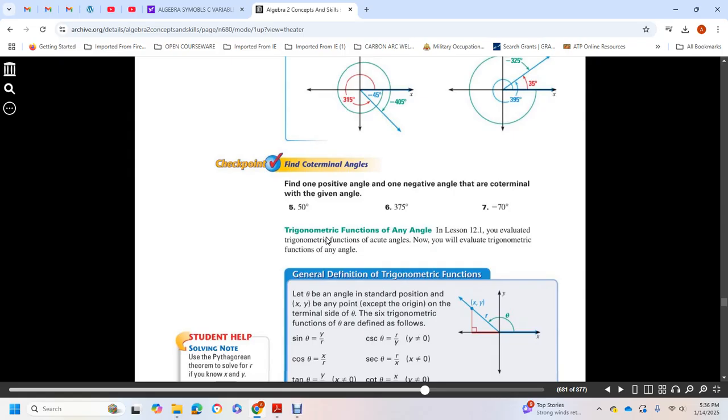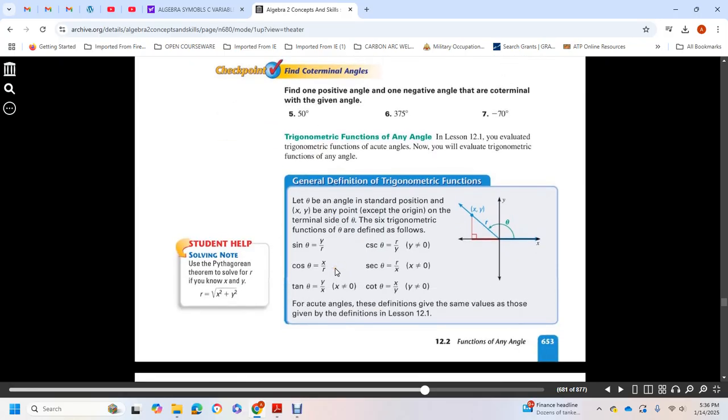Trigonometric functions of any angle. In lesson 12.1, we evaluated trigonometric functions of acute angles. Now we evaluate trigonometric functions of any angle. General definition of trigonometric functions: let θ be an angle in standard position, and let (x, y) be any point except the origin on the terminal side of the angle.